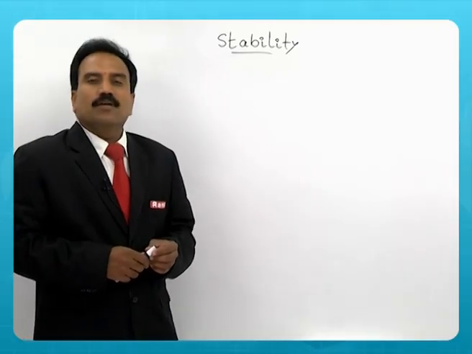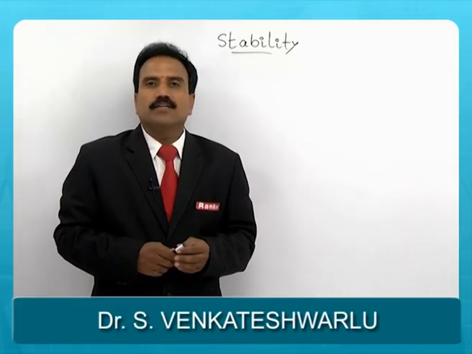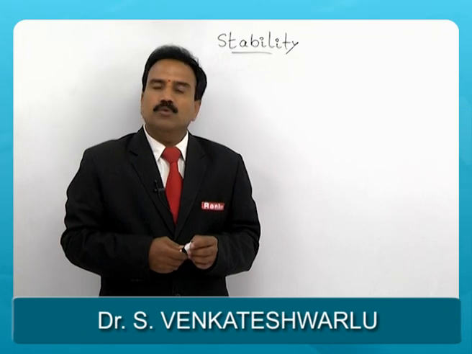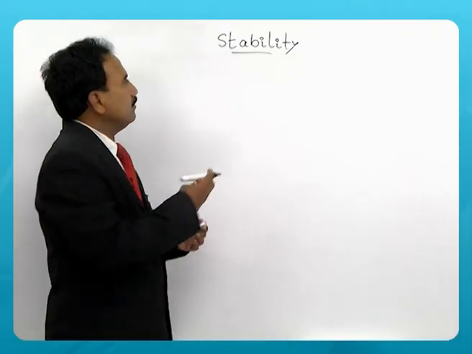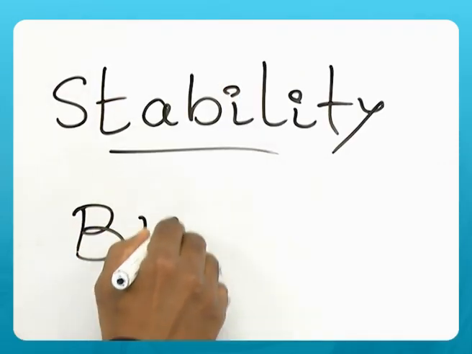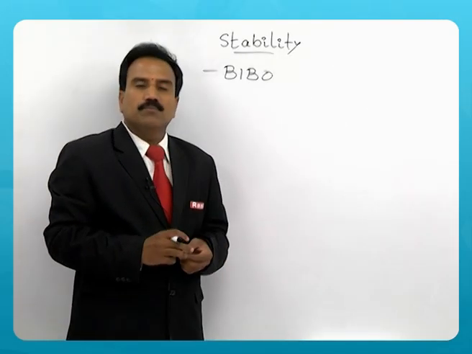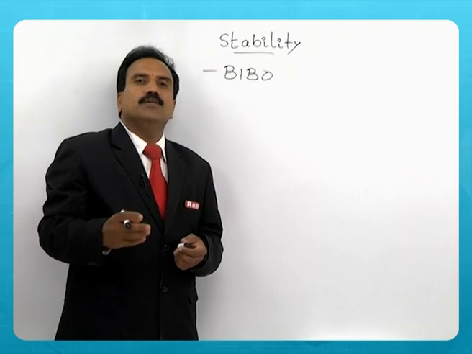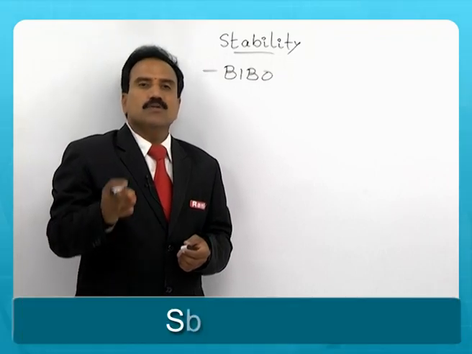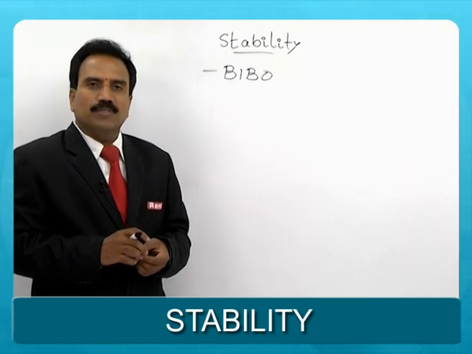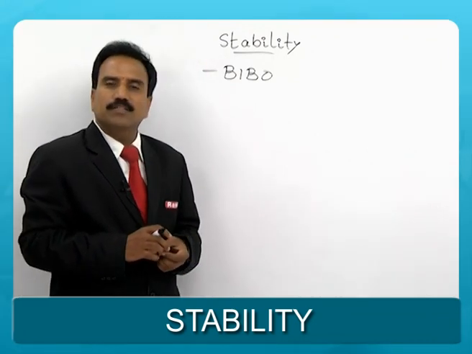Stability of a control system is defined as: if a bounded input is given to the system, then a bounded output is obtained. It is a common definition that BIBO means when input is bounded, output must be bounded. If input given to the system is 0, output also must be 0 irrespective of initial conditions. This is the common definition for stability.